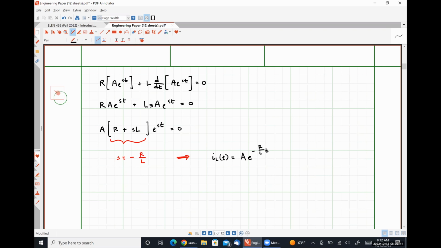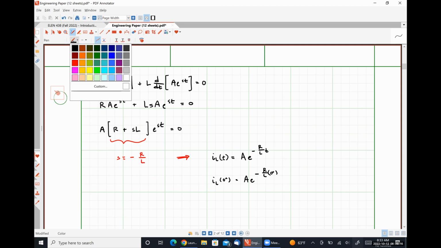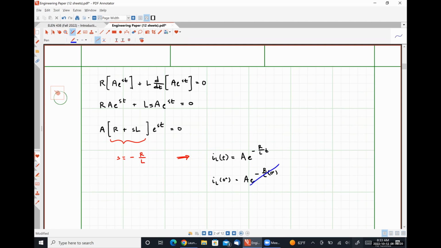So this equation is valid for t greater than or equal to zero plus all the way out to t equal to infinity. So it has to hold true for iL at zero plus. So that's going to be A e to the minus R over L times zero plus. What's e to the zero? One. So if this whole thing is one at t equal to zero, then A is simply the value of the inductor current the moment after the switch opened.